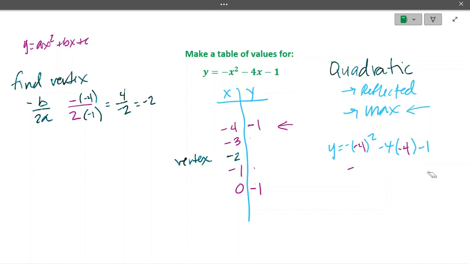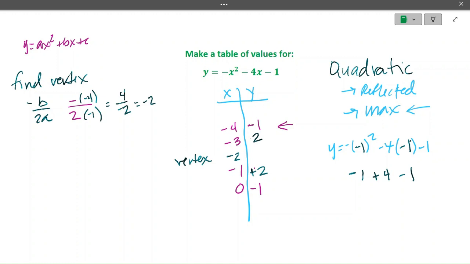So fantastic. If I were doing this again, I would only find one side and take a shortcut. So we'll do that here. I always pick the best numbers too. I'm going to use negative 1 next. So I have negative 1 squared, which is 1, times a negative, which is negative 1. And then I have negative 4 times negative 1, which is positive 4, minus 1. I have negative 1 plus 4, which is 3, minus 1, which is 2. So this is positive 2. And because this is symmetrical, I will get positive 2 here.